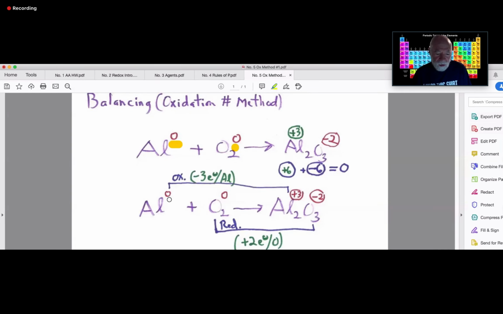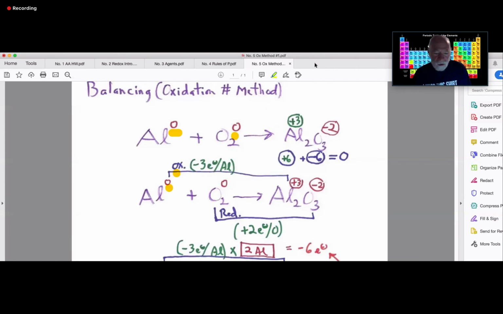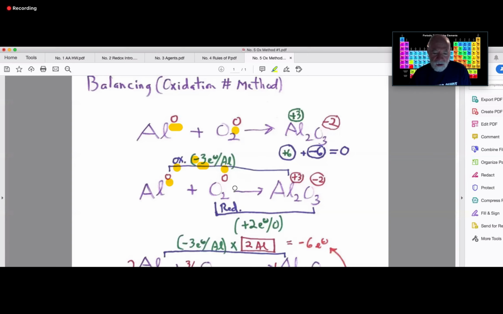Step number 2 goes like this. Aluminum went from 0 at the beginning to a +3. That is oxidation. Oxygen went from 0 to -2. That is reduction. Now, I want you to mathematically summarize with me what happened. Aluminum went from 0 to +3. That's a change of 3 electrons per aluminum. You can write this negative if you want to or not. It really is not important. In the case of oxygen, it went from 0 to -2. That's a change of 2 electrons per oxygen. Next line goes like this. This is a critical line.